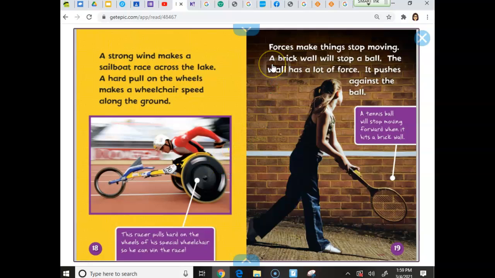Forces make things stop moving. A brick wall will stop a ball. The wall has a lot of force. It pushes against the ball. A tennis ball will stop moving forward when it hits a brick wall.